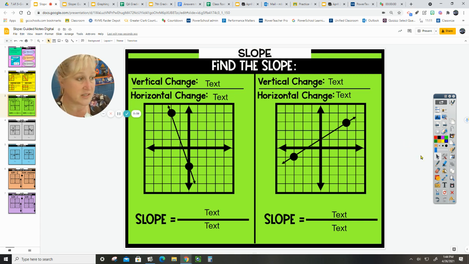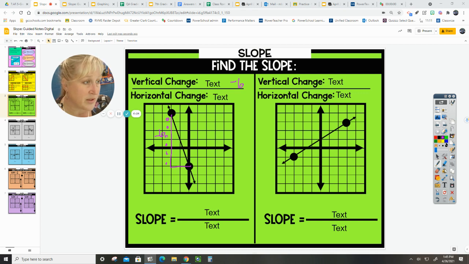So in this instance, I'm going to do what I did before and count the squares. I'm going to do my rise first. And in this case, it's down, so it's negative. If I draw to connect them, I'm going to count 1, 2, 3, 4, 5, 6, and it's down. So it's negative 6.